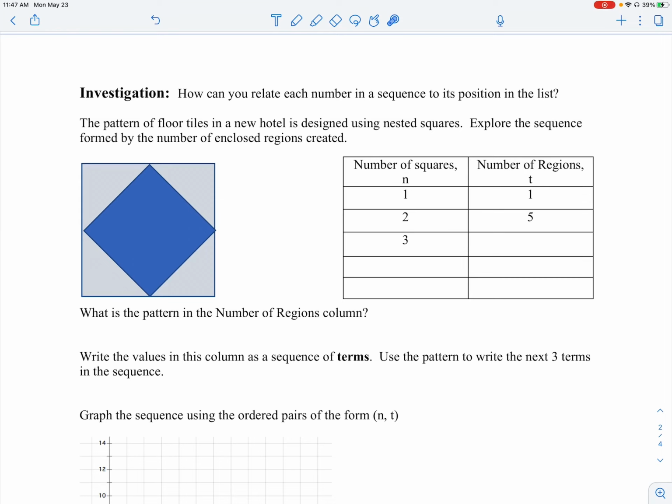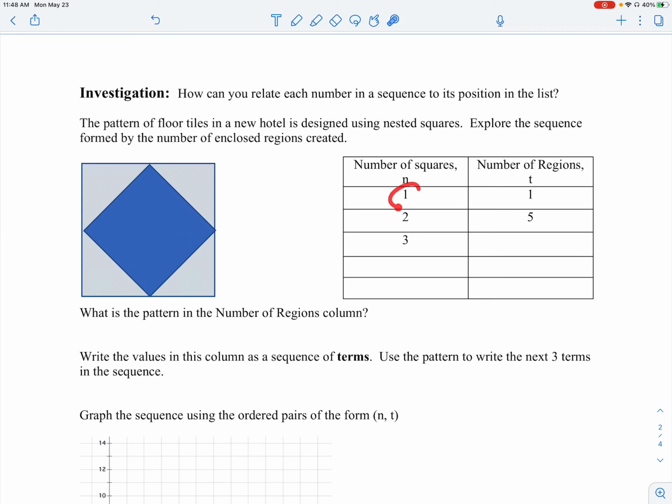So it says, how can you relate each number in a sequence to its position in the list? If you look at this table, we have the number of squares here, which has to do with this geometric pattern, and on the right side, the number of regions, which has to do with the enclosed regions inside the pattern. The pattern of floor tiles at a new hotel is designed using nested squares. That's when we place squares inside of squares. Explore the sequence formed by the number of enclosed regions created.